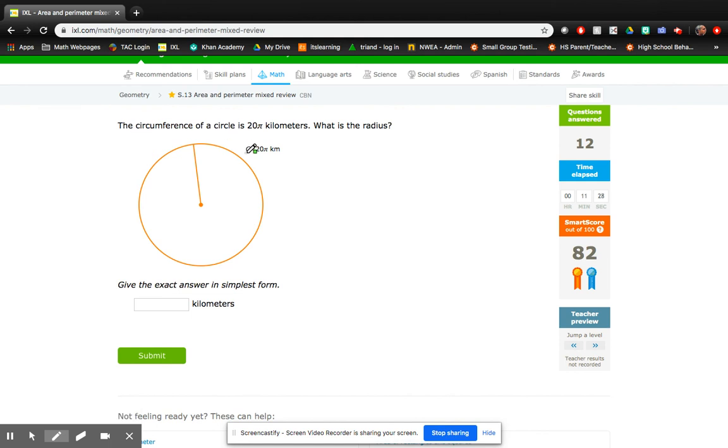The circumference is what's given, and I'm looking for radius, so this problem is exactly like the previous problem. So we just talked about 2 pi r gives us our circumference. And so 2 pi r is going to be equal to 20 pi. I'm just substituting circumference in.